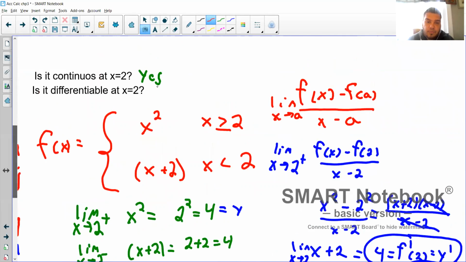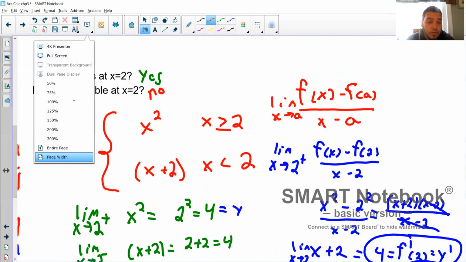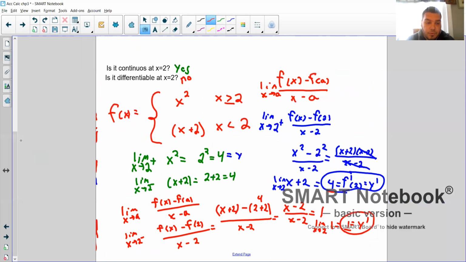I'm trying to scroll up here with this pen. So is it differentiable in this case? No, it is not differentiable in this one. It is continuous, but it is not differentiable here.